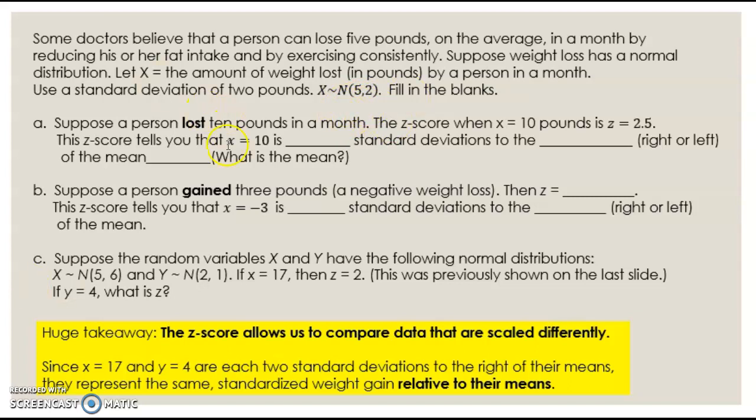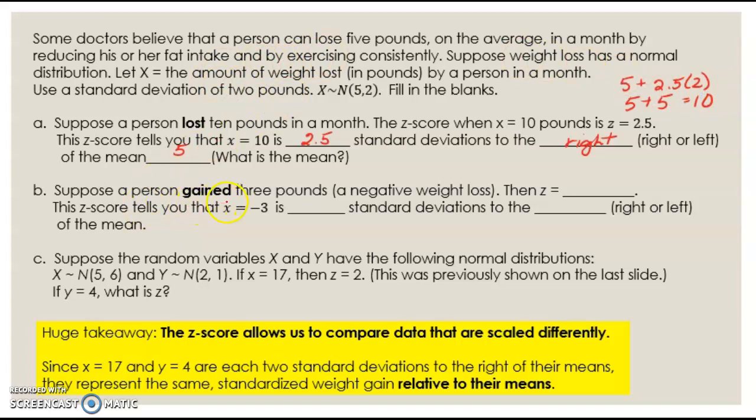So, suppose a person lost 10 pounds in a month. The z-score when x equals 10 is 2.5. That z-score tells you that x equals 10 is 2.5 standard deviations to the right of the mean, which is 5. Okay, so 5 plus 2.5 times 2 will give you 5 plus 5 is 10, because we're actually losing.